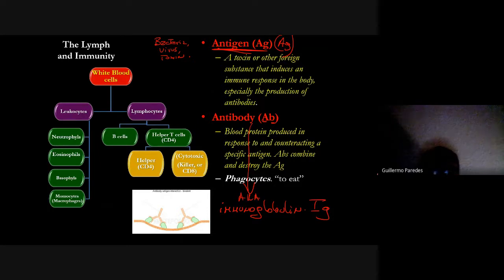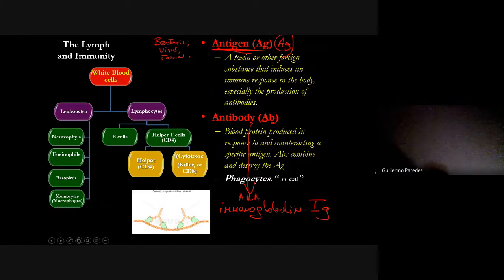So AB and IG are the same? Yes, completely yes. It's exactly the same. There is no difference between them. It's just a different name. Potato, potato, whatever you want. So that is antibodies and immunoglobulins. And we are going to see how they work in the next few moments.